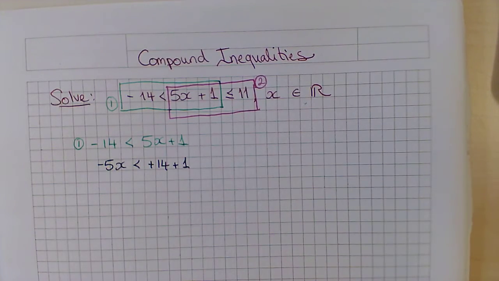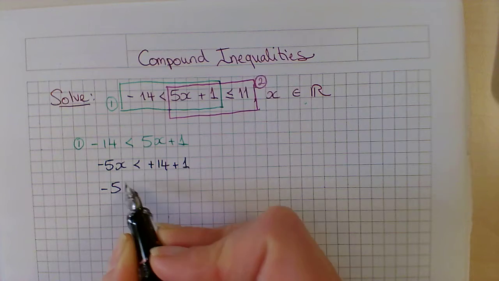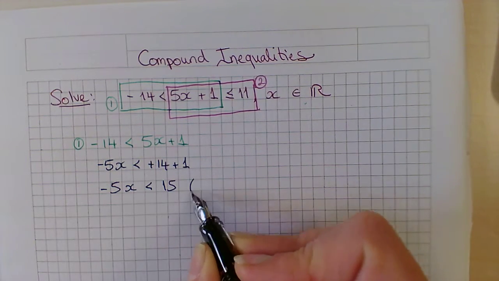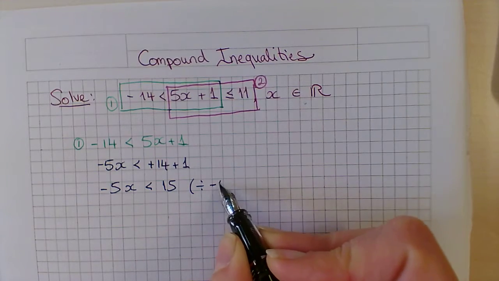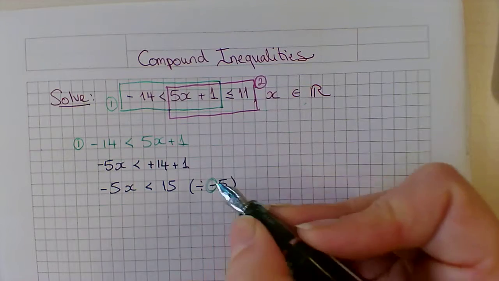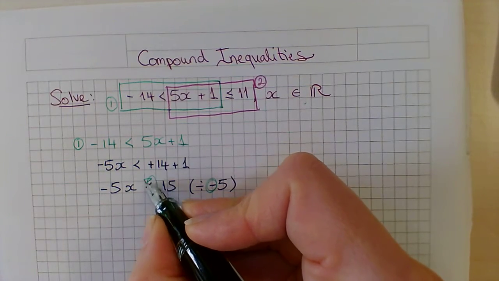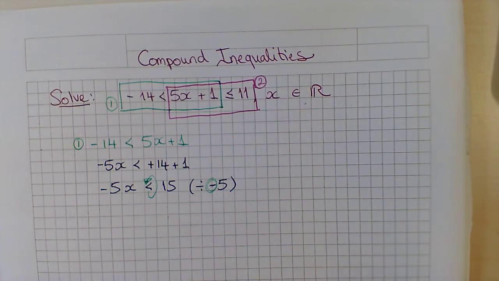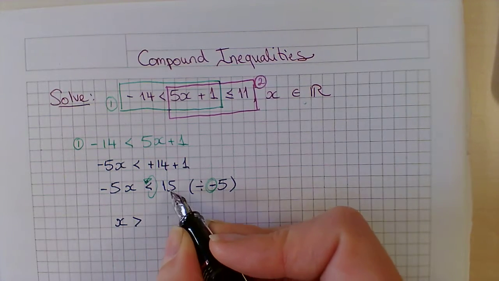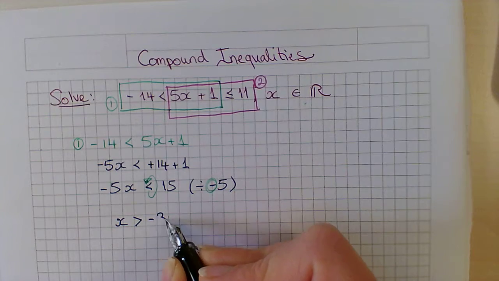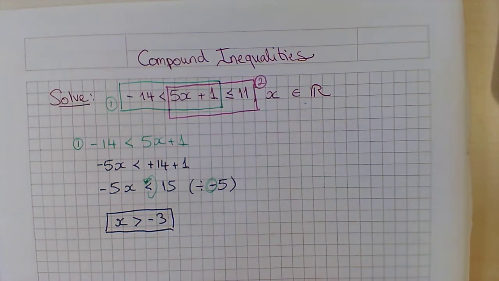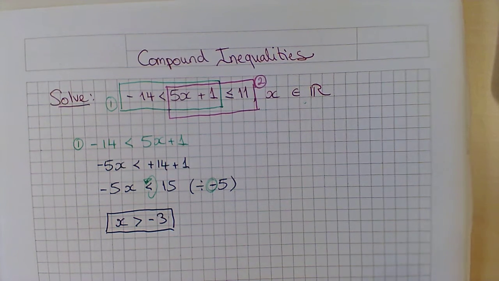So the minus 14 became a plus 14 over here. Minus 5x is less than 15. Now, I need to divide across by a negative 5, and we know what happens. When we multiply or divide by a minus number, our inequality symbol changes direction. And we get that x is greater than 15 divided by minus 5. X is greater than negative 3. So the first inequality gave me this piece of information.